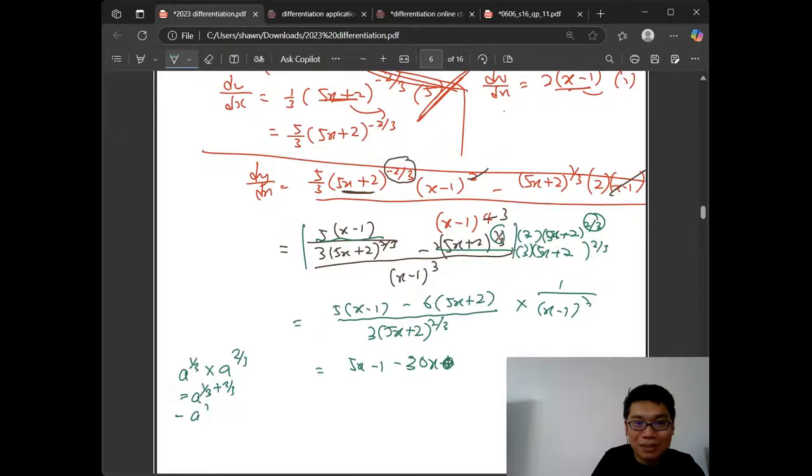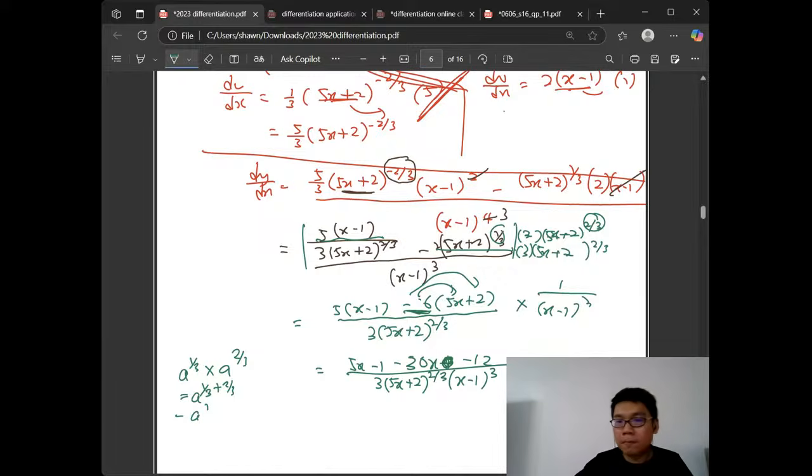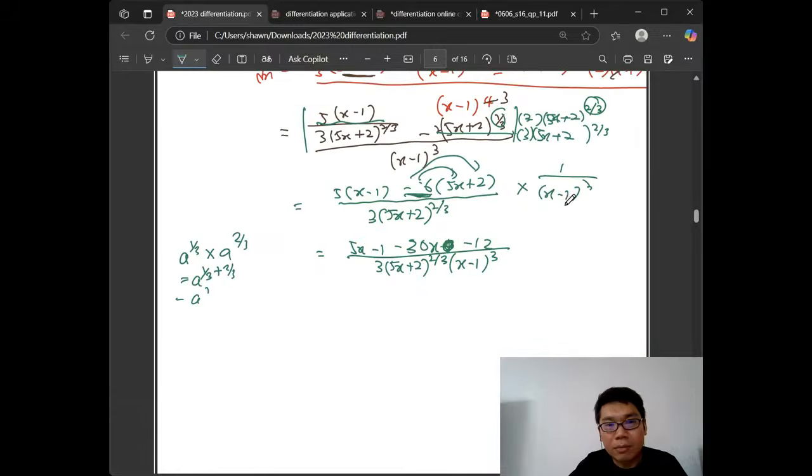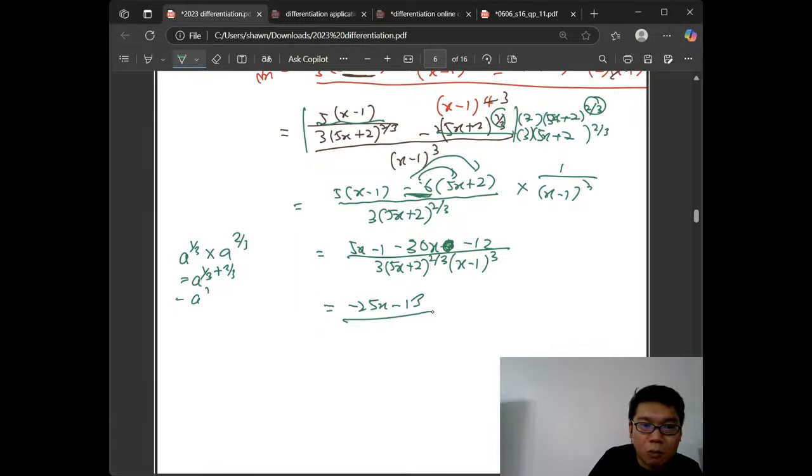So at last you can join these together and then you expand the numerator. Remember it's minus 6 directly times in, minus 6 directly times in. Minus 6 times 2 is minus 12. Can you see? Okay, just nice, right? So at last you get minus 25x minus 13 over this.